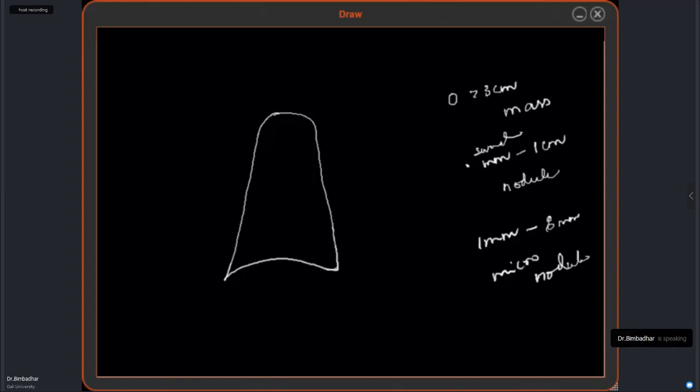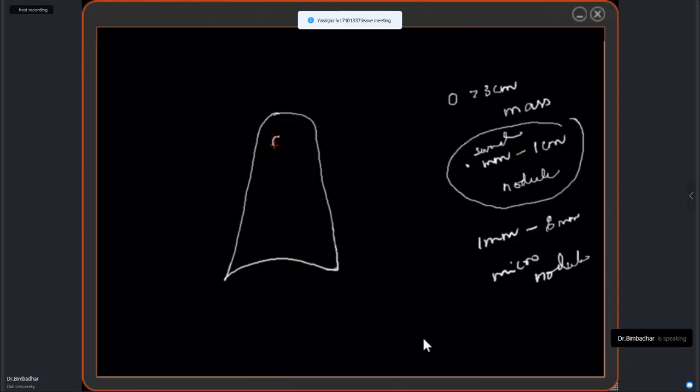Now what you actually have to remember here, if this kind of nodule is present as a single one, it's present as a single one.